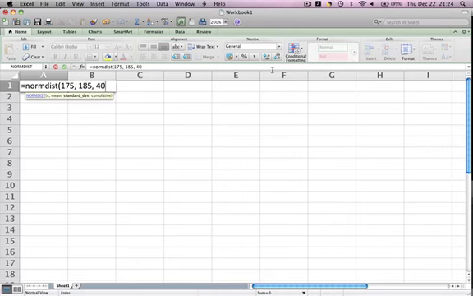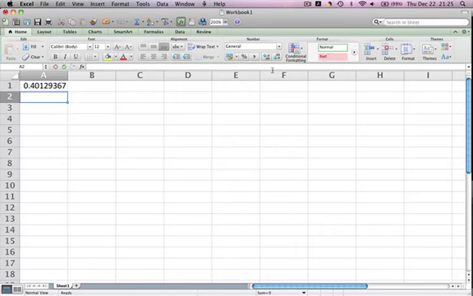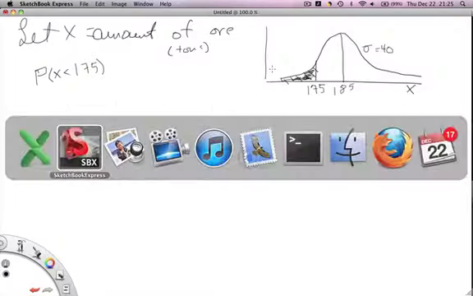The standard deviation was 40. And the last argument is asking us whether we want a cumulative distribution. We do. So this is going to be telling us what is the chance of a normal random variable being less than 175 if its mean is 185 and its standard deviation is 40. So if I hit enter, we see that the answer is 0.4013.